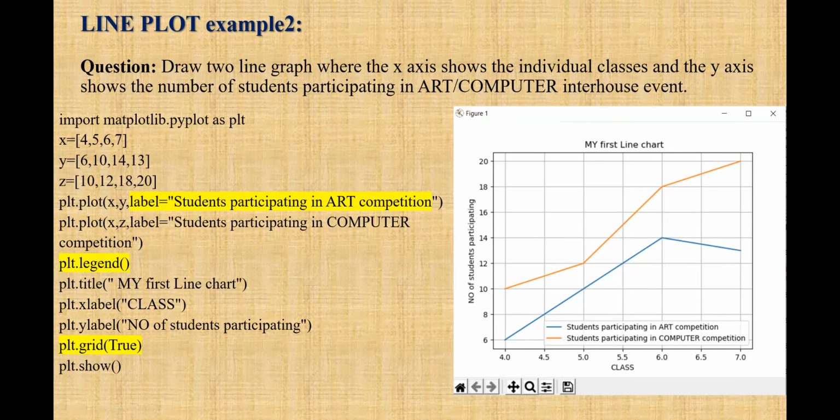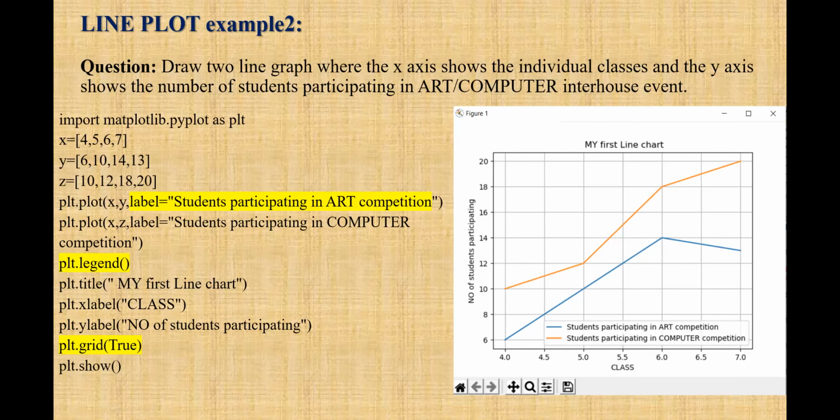Okay, obviously this kind of thing is applicable when your x is the same, otherwise not, right? So I have my x as 4, 5, 6, 7 only. One is my y, which is telling me maybe students participating in the art competition, and z I will be using for students participating in the computer competition. Okay, how do I show that?